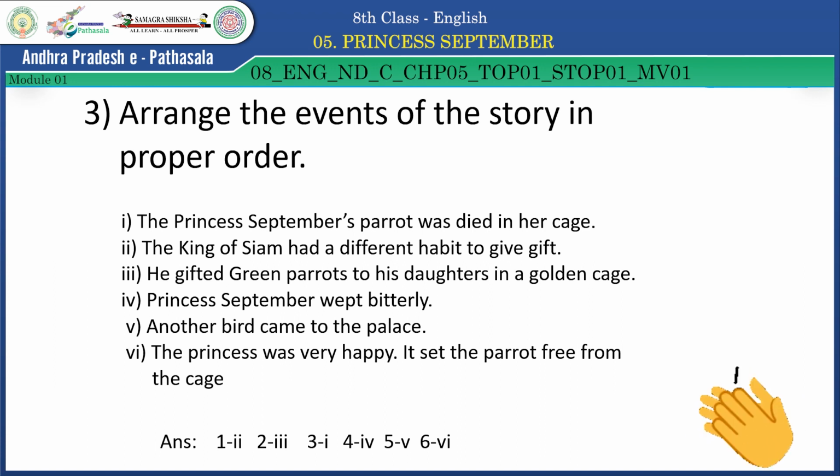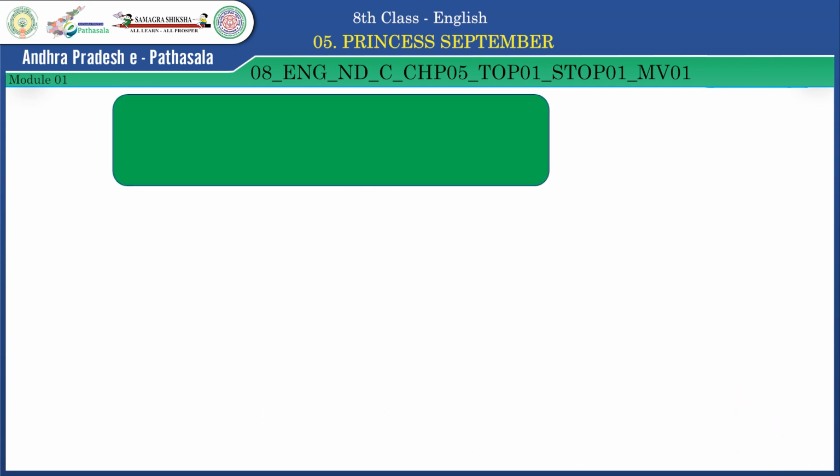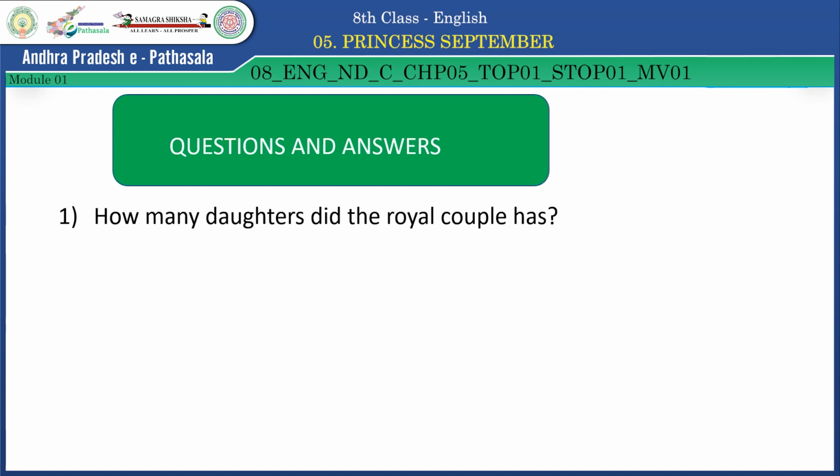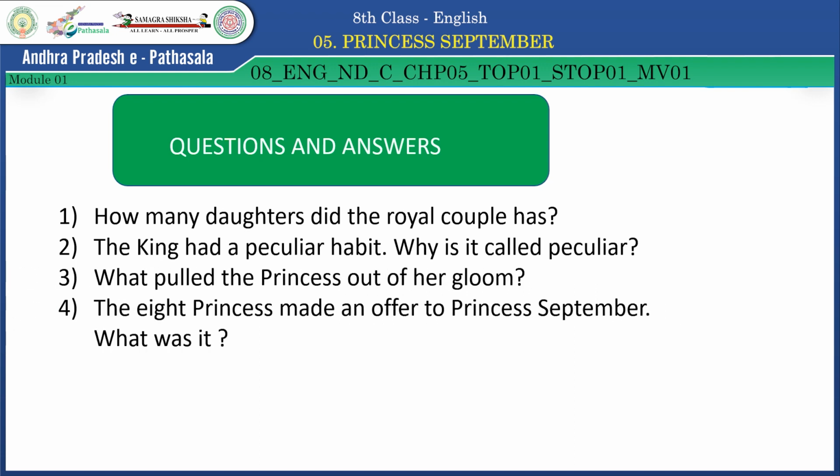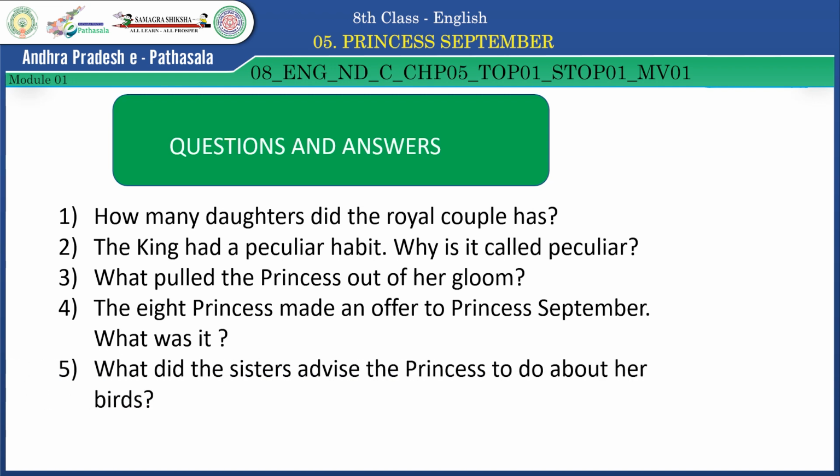A group activity. Questions and answers. How many daughters did the royal couple have? The king had a peculiar habit. Why is it called peculiar? What pulled the princess out of her gloom? The eight princes made an offer to Princess September. What was it? Let us move to the exercise, a group activity.